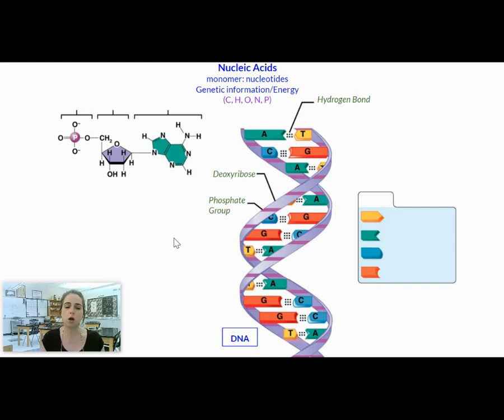Holding those together are a hydrogen bond between the A and the T, the adenine and thymine. We have a double hydrogen bond, but between cytosine and guanine, we have a triple hydrogen bond. And so it just has to do with the arrangement of those nitrogenous bases.